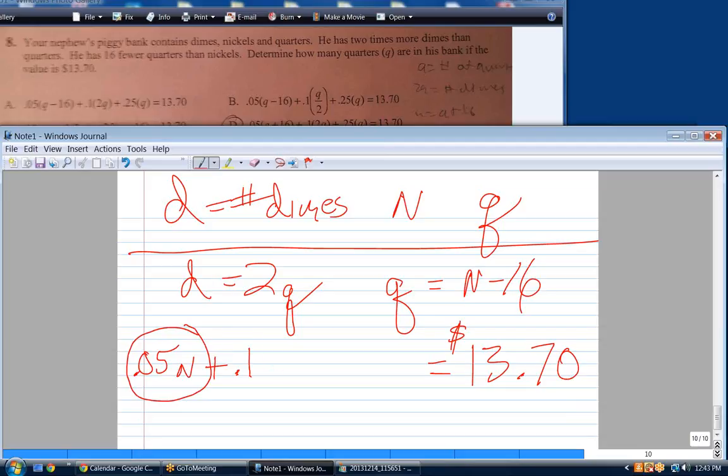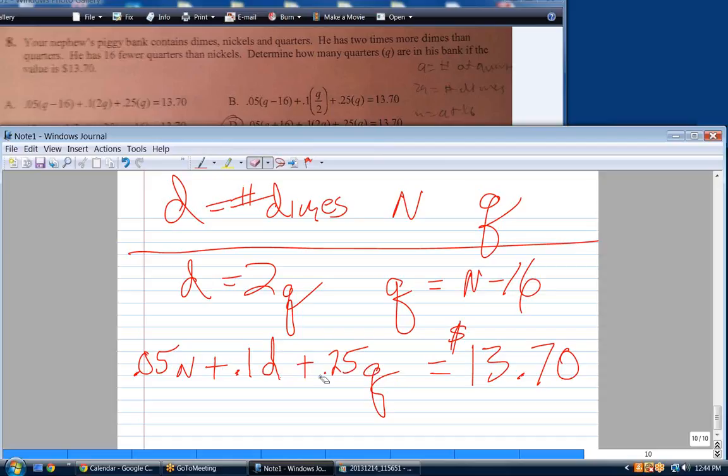0.1 times 2Q. No, times D. Let's lay it out as the original equation before we start substituting. And then 0.25 times Q. That's a key part. In other words, the value of coins is the value of the coin times the number of the coins. Now, how many quarters are in his bank?